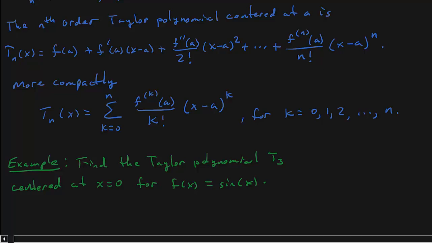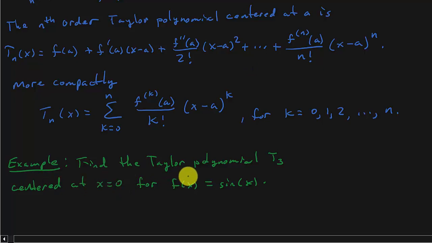And more compactly, T sub n of x is equal to the sum of the kth derivative of f at a over k factorial times x minus a to the k, where k is 0, 1, 2, all the way to n. That's just a more compact way to write this. So basically all we're doing is using this to come up with a Taylor polynomial. Let's go ahead and get started on this example here.